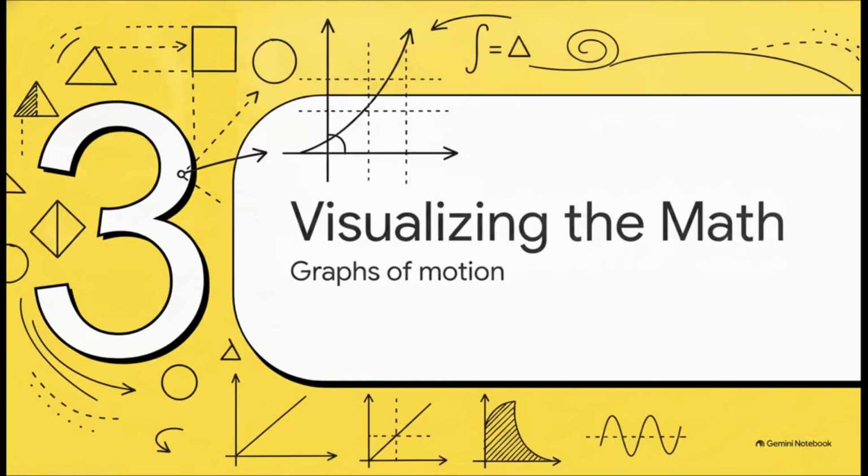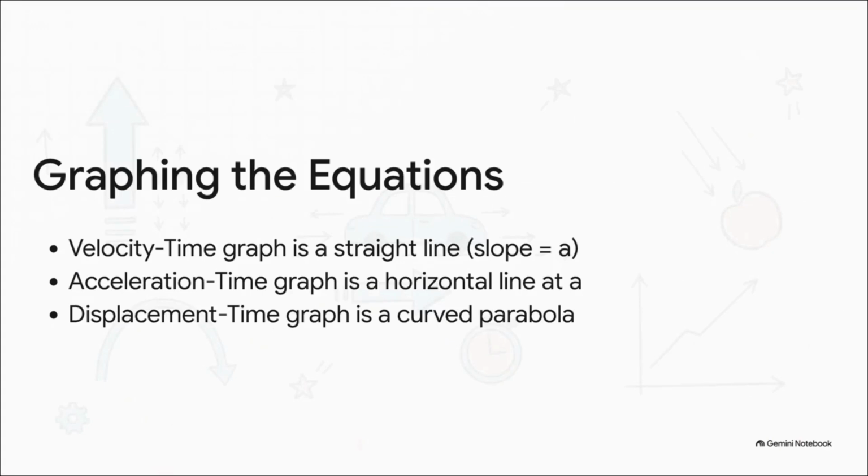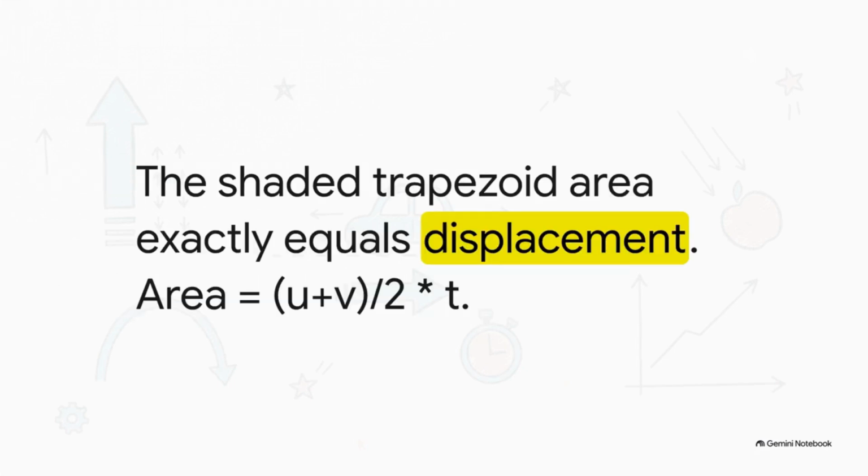All right, part 3. Let's visualize the math. Let's see what this algebra actually looks like as physical shapes. Think about a velocity-time graph. It gives you this straight angled line, and the exact slope of that line, that's your constant acceleration. And since it is constant, an acceleration-time graph is just a perfectly flat horizontal line. But what about displacement? Because we've got squared time variables in those formulas, that graph sweeps up into this really beautiful curved parabola.